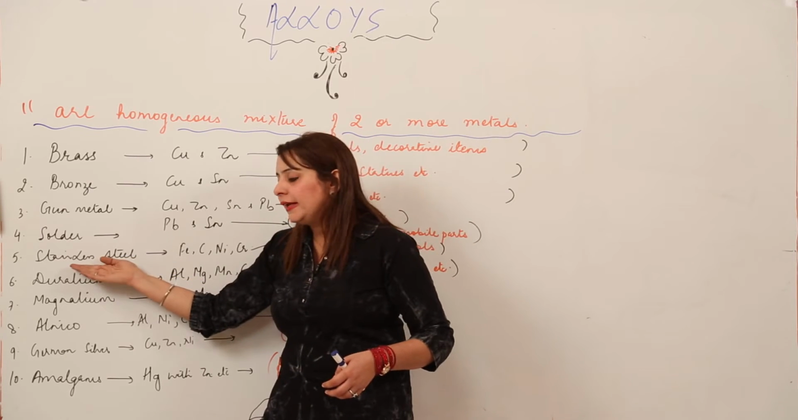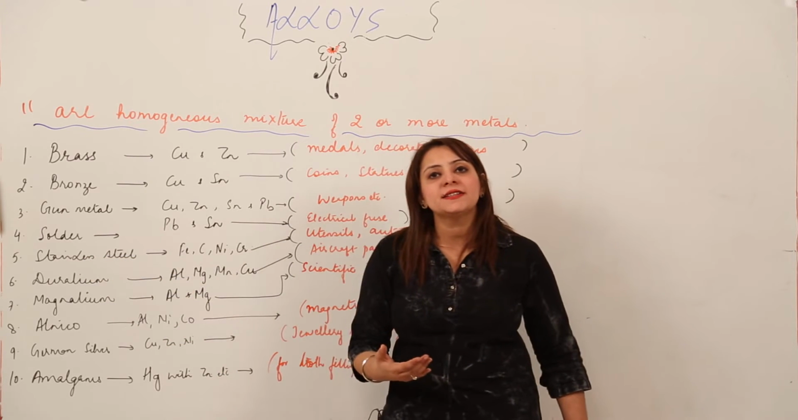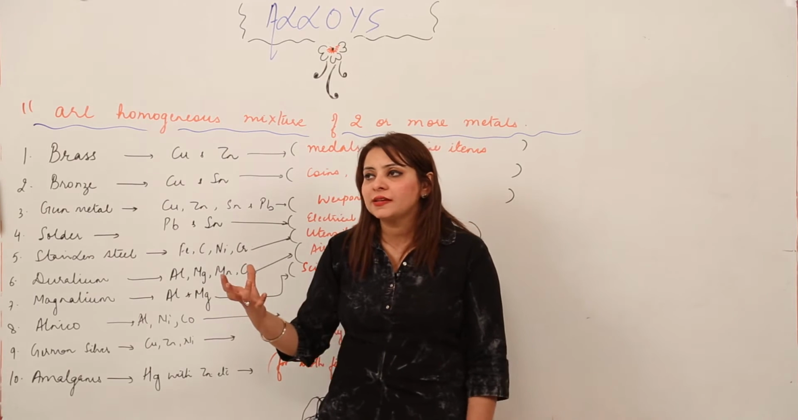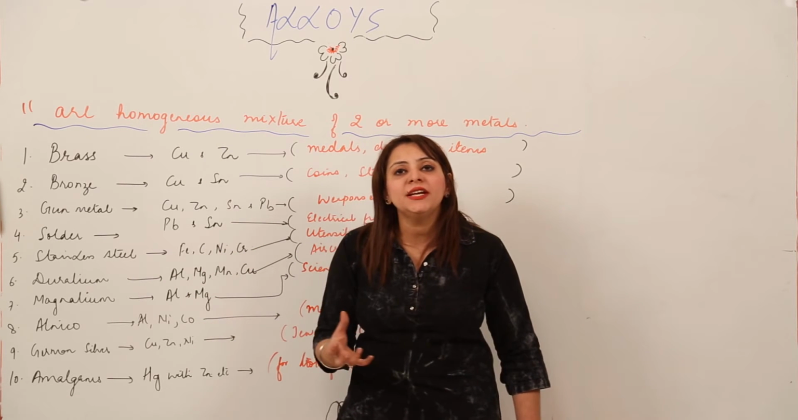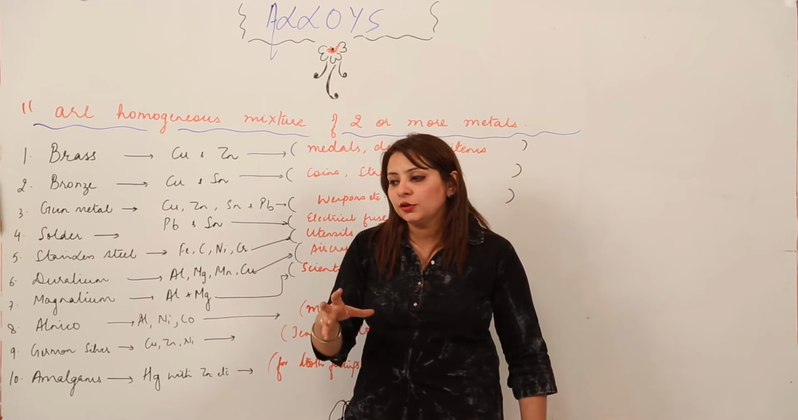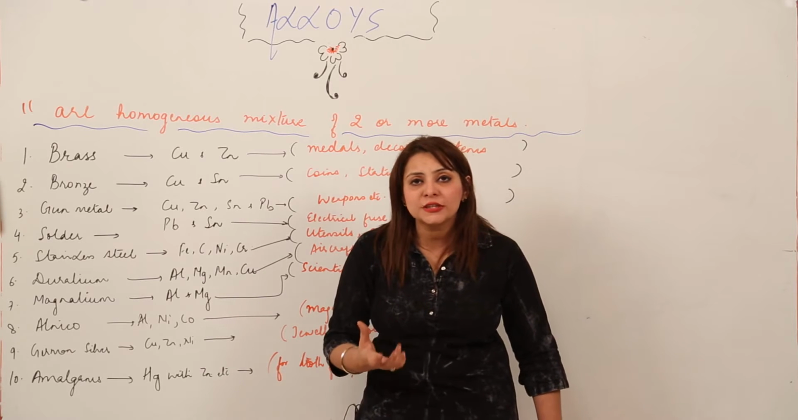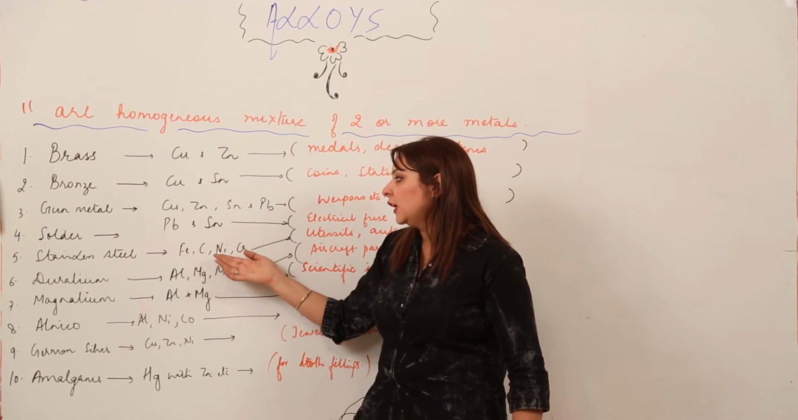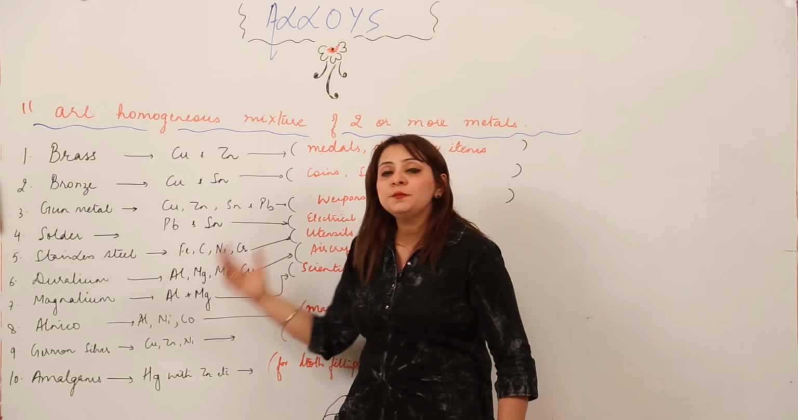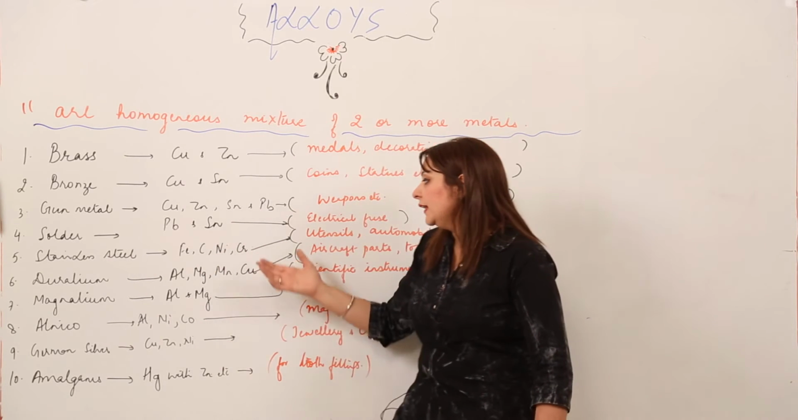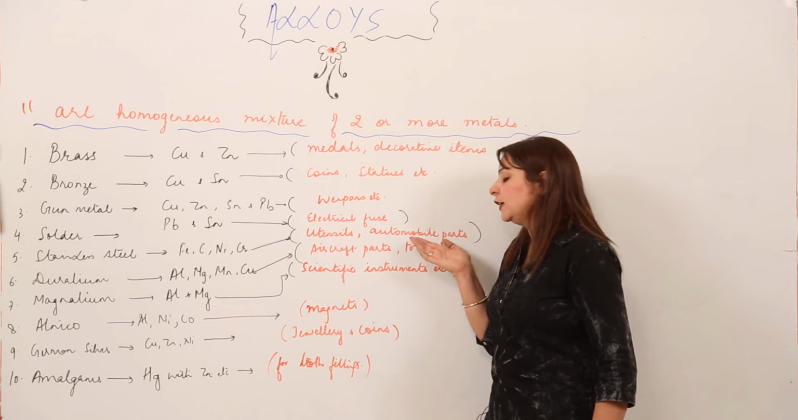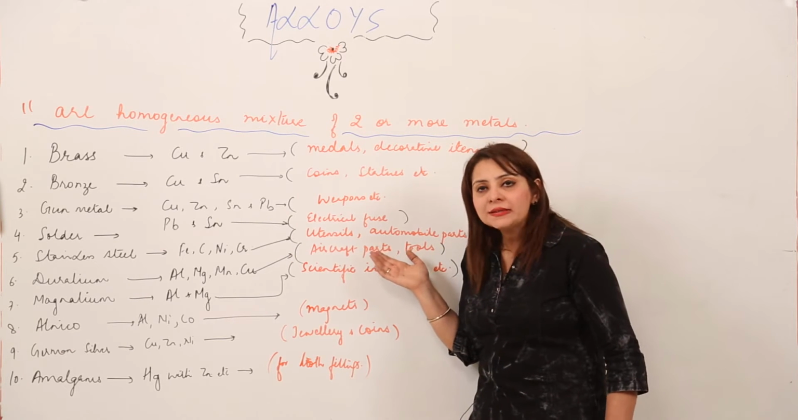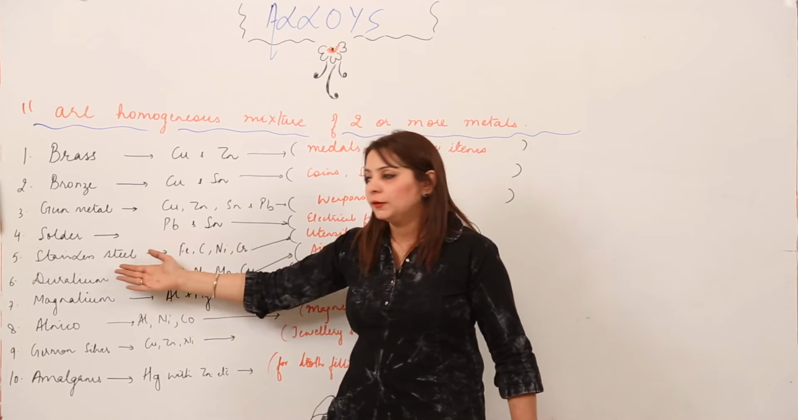Next is stainless steel. As you all are familiar with stainless steel, because most of the items which we use in the kitchen, that means the utensils, are made up of mostly stainless steel. In it, iron is mixed with carbon along with nickel and chromium. It makes the iron corrosion free, and that is why it is used in making utensils, and moreover it is used in making automobile parts as well. So this is stainless steel.